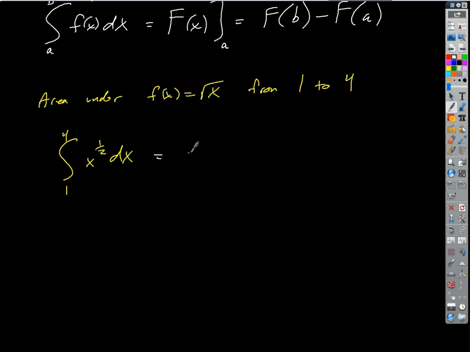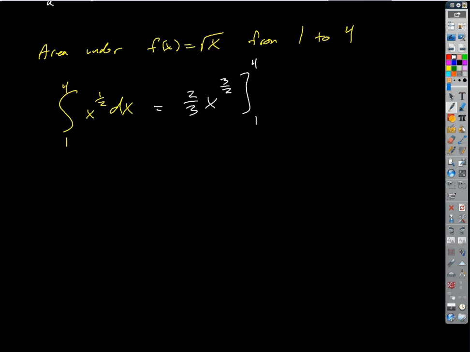2/3 x to the 3/2. Good, 2/3 x to the 3/2. No plus c this time though, right? You see how we got 2/3, because it's x to the 3/2 over 3/2. We just flip and multiply. Evaluated from 1 to 4. Okay, now there's two routes we can take here.